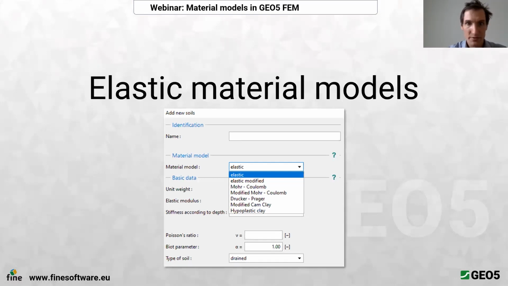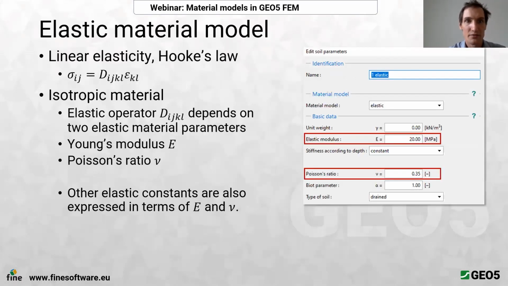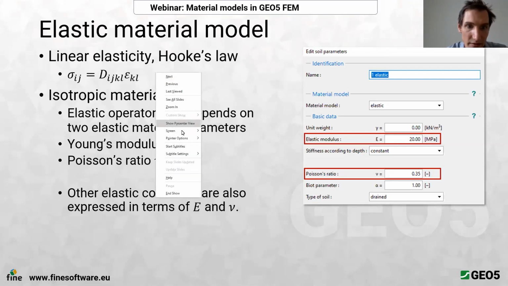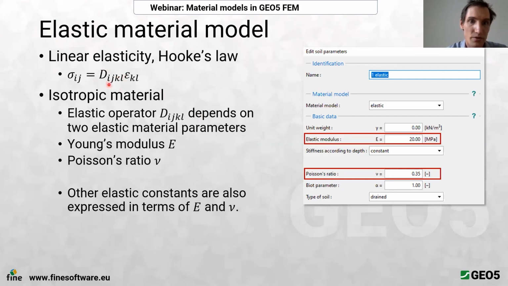So let's jump to the material models, and first we will look at the elastic model, which is quite trivial. The stress tensor is related to the strain tensor with this so-called isotropic elastic operator.